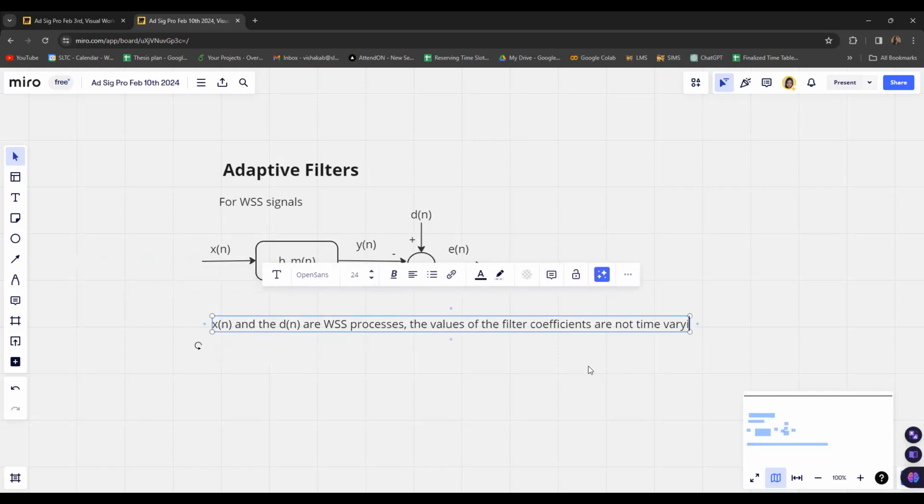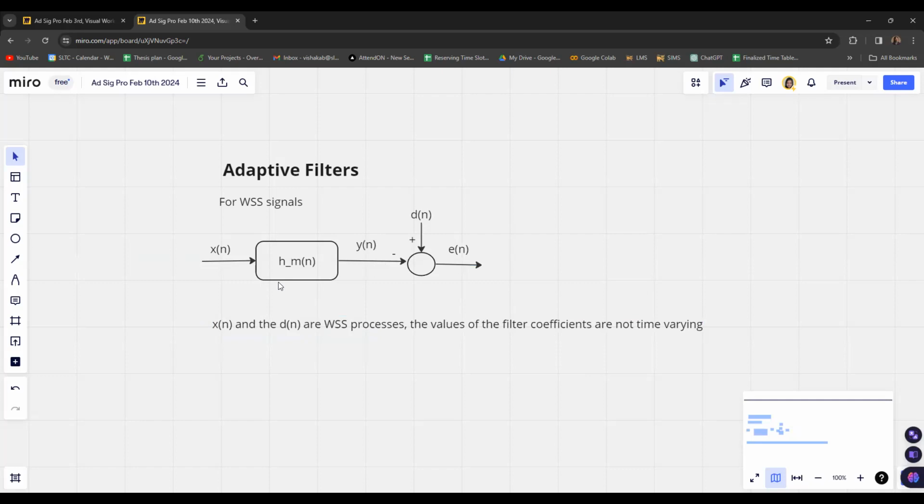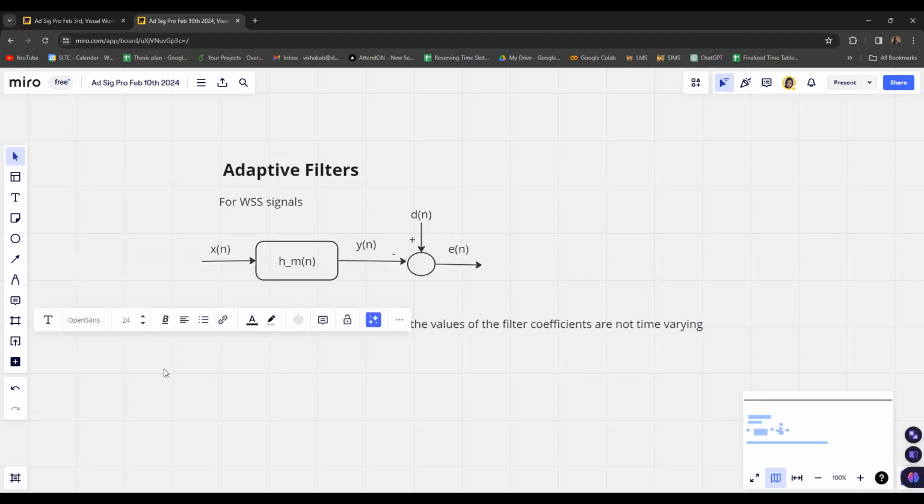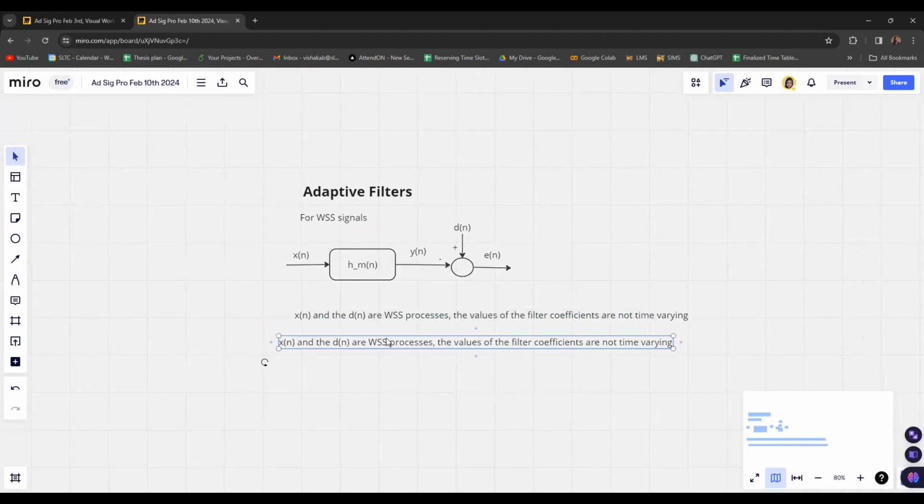So the values of the filter coefficients are also not time varying once the xn and dn values are not time varying, right? WSS means that their statistics are not time varying. So we can fix the filter coefficients in this situation to a single set of values. The filter coefficient values will not be changed over time. So we don't need to update the values of the filter coefficients in this scenario.